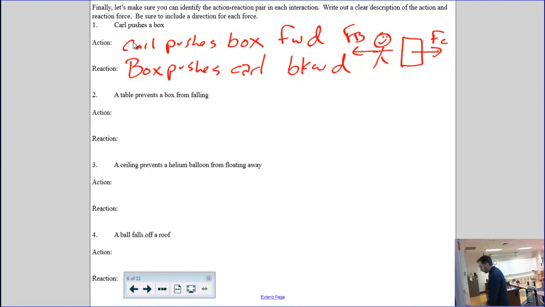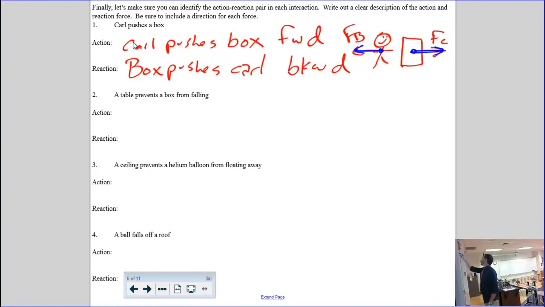So, this drawing alludes to the answer to the question I posed a minute ago as to why these two forces don't cancel. There are two forces in this drawing, right? There's the force of Carl, and there's the force of the box. The reason those two forces don't cancel is because they act on different objects.